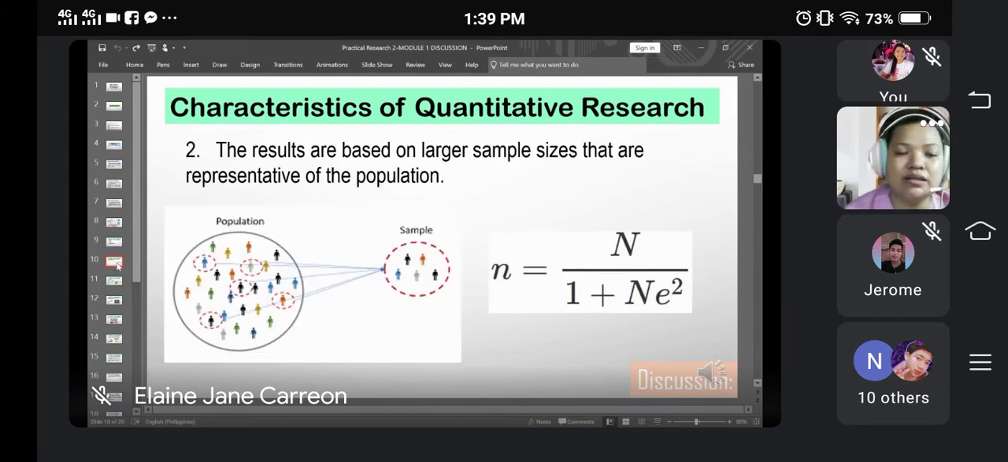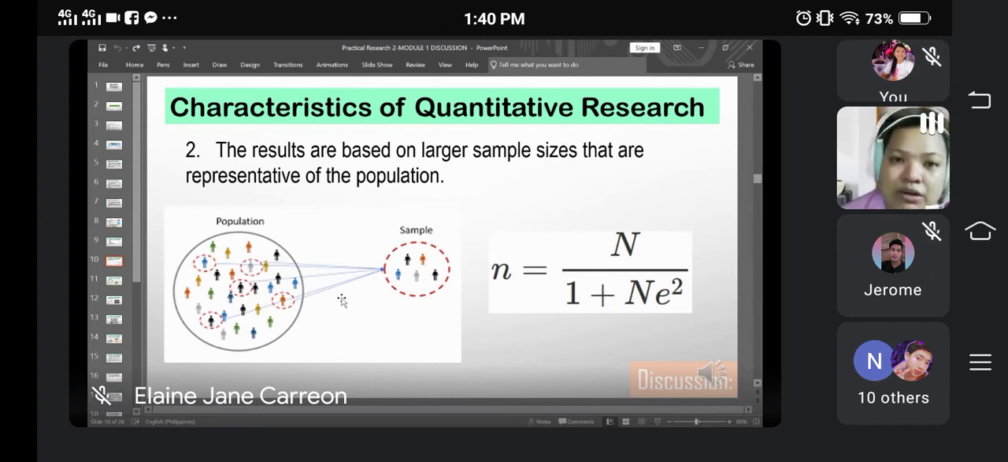Next. Number 2, the results are based on larger sample sizes that are representative of the population. The population is the total number of your respondents. Ibig sabihin, ito yung malaking total na bilang. And then, from the population, you can get samples. You cannot include all the number of the population in your study kasi it is very impossible, or close to impossible, if not, kasi you have a very large number of respondents.